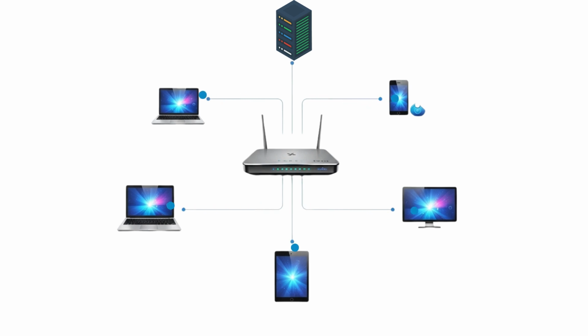For example, if computer A wants to send a message to computer B, the data goes from A to the switch and then it goes to B. The main benefit is that if one device fails, it doesn't affect the rest of the network. But if the central hub fails, the whole network goes down because all the communication depends on it.